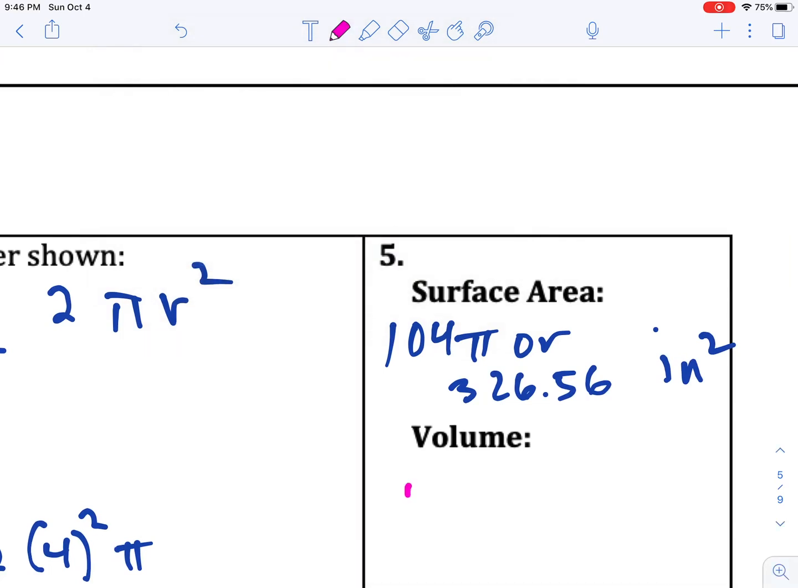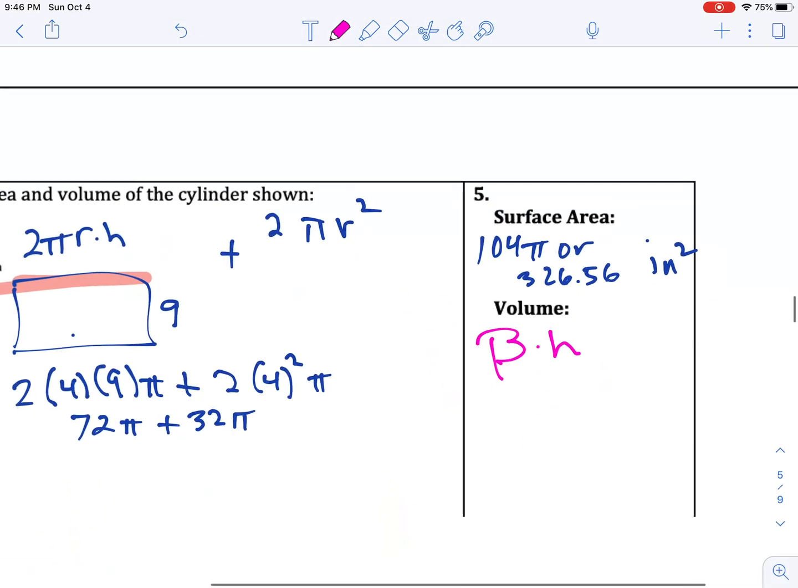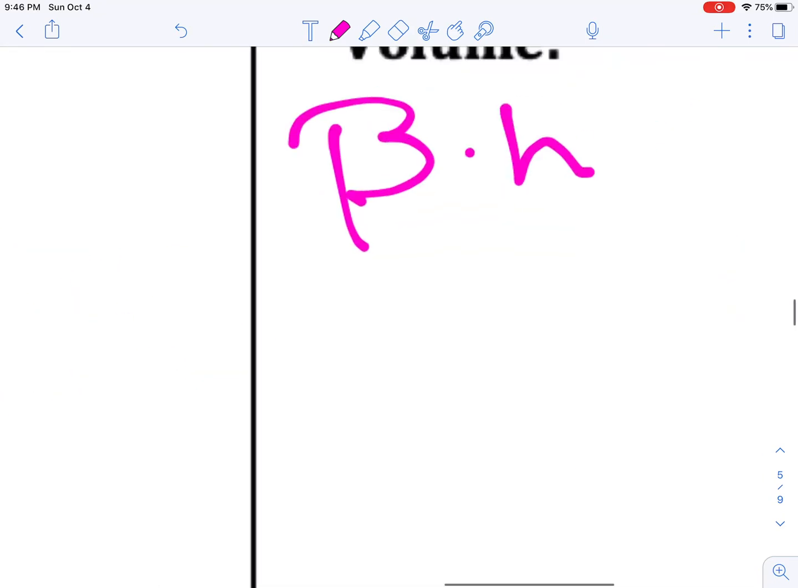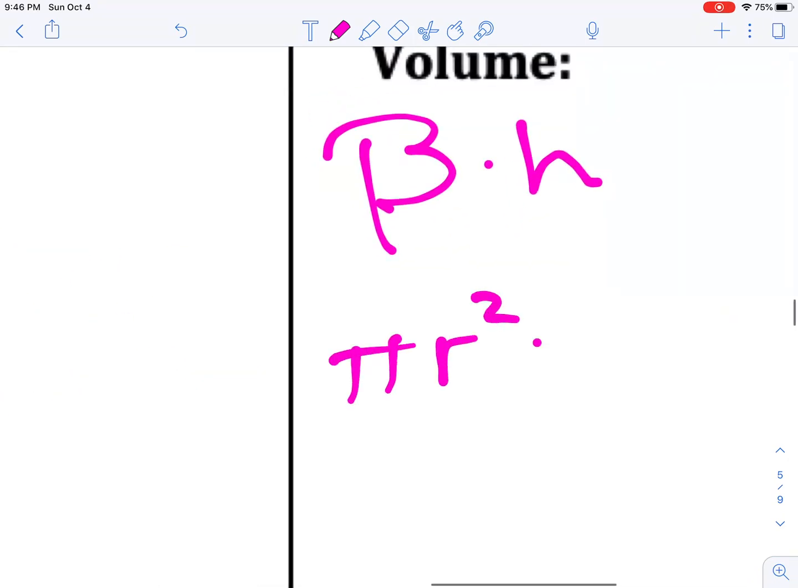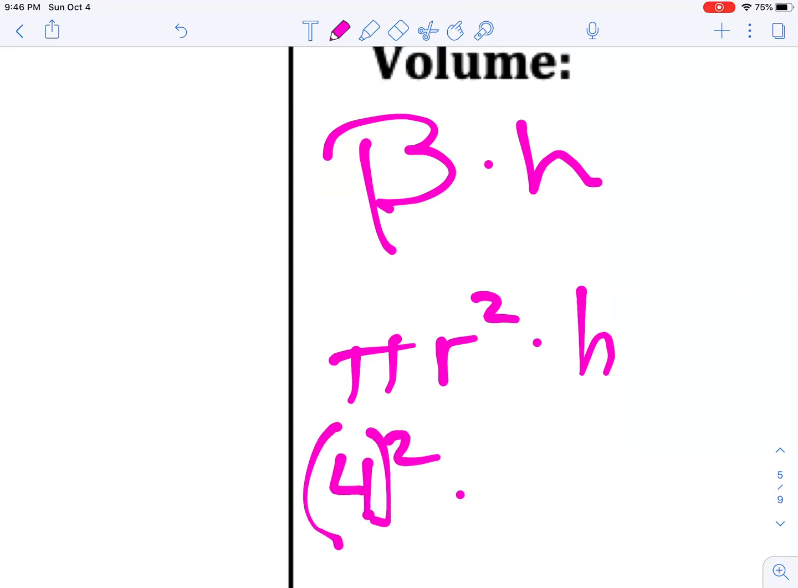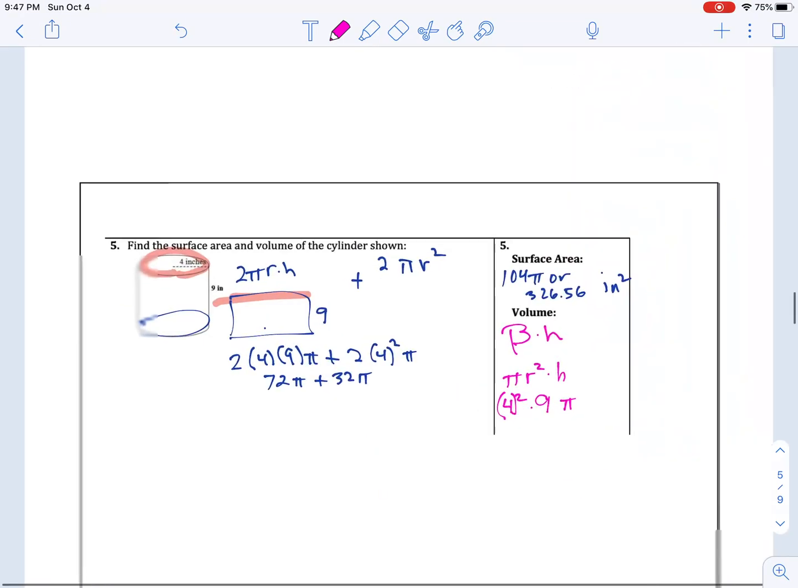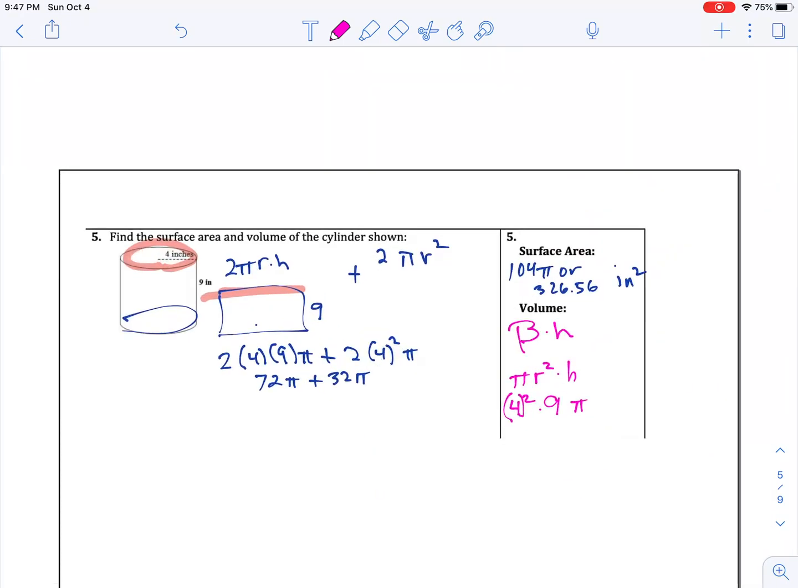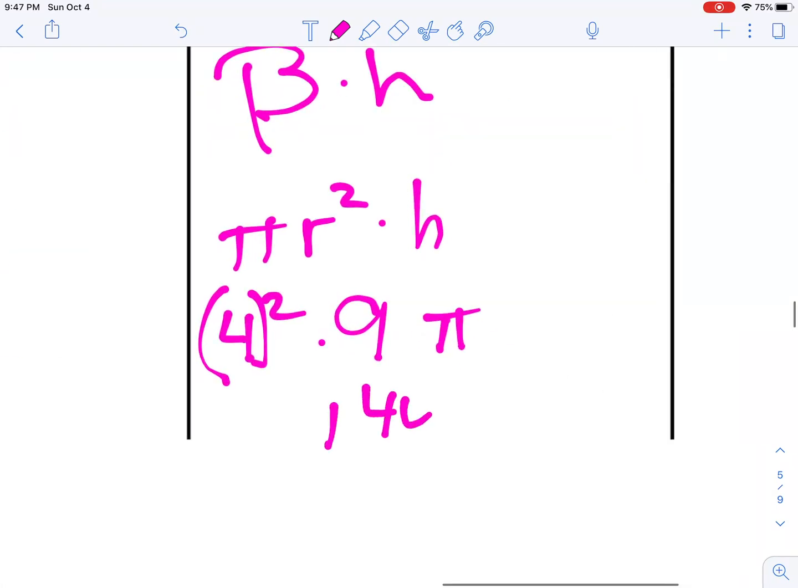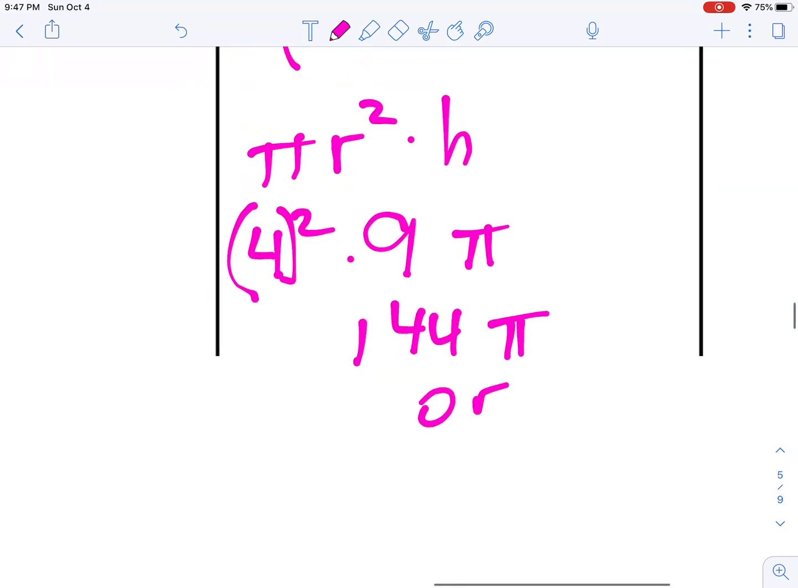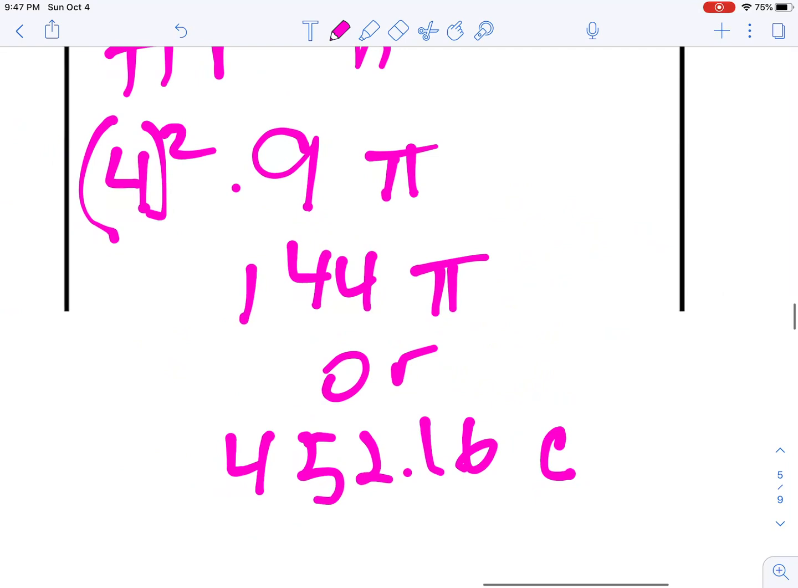Volume formula is area of the base times the height. Well, area of the base is going to be pi r squared times the height. Radius is 4 squared times the height of 9 times pi. 4 squared 16 times 9, 144 pi, or multiply that by 3.14, you get 452.16, I believe is inches, cubic inches.